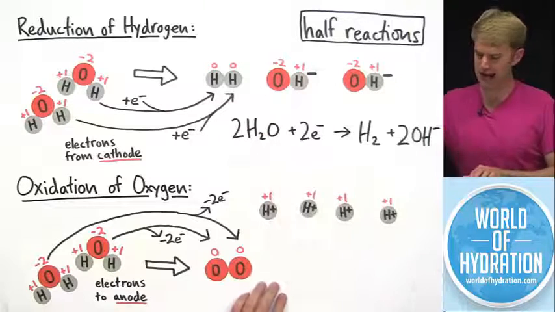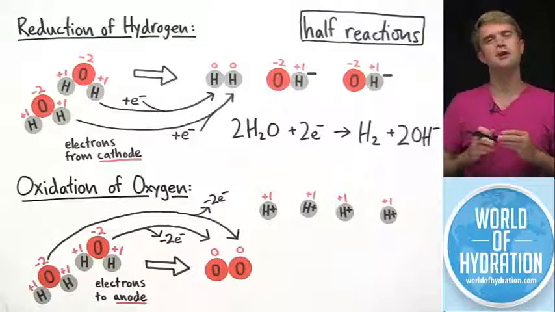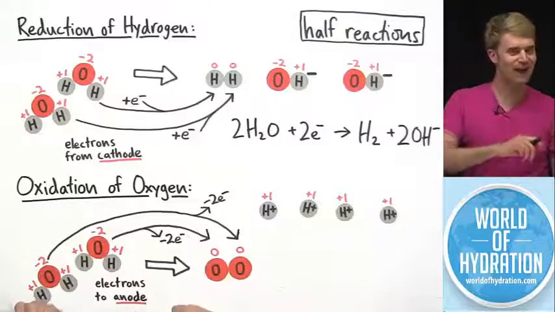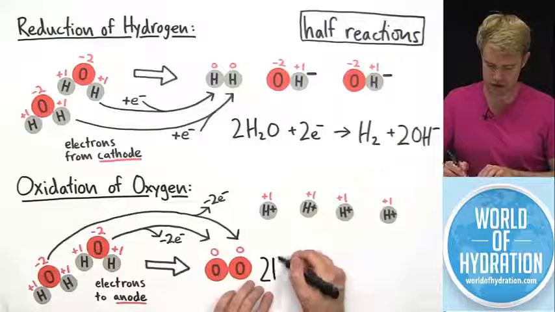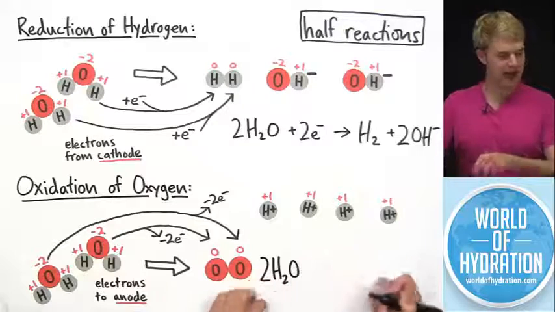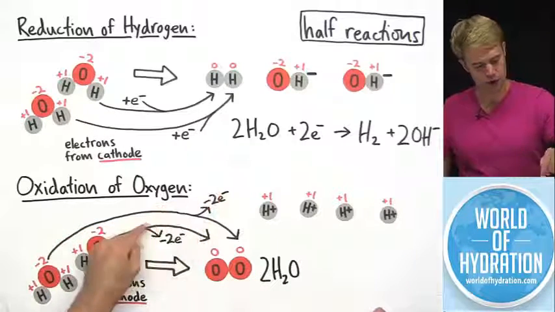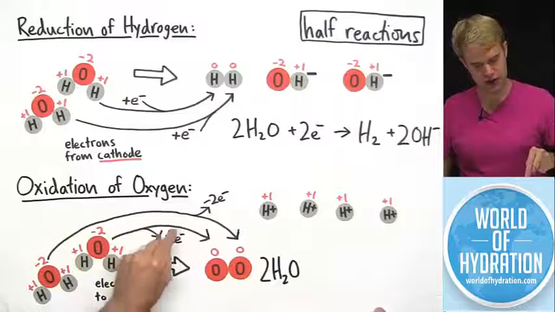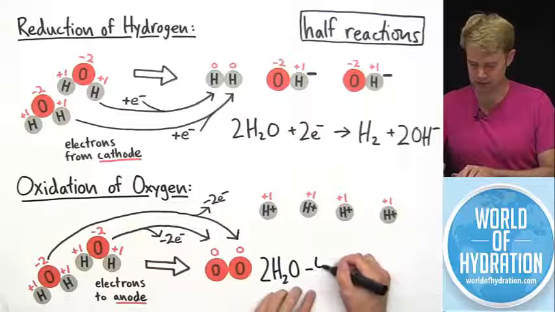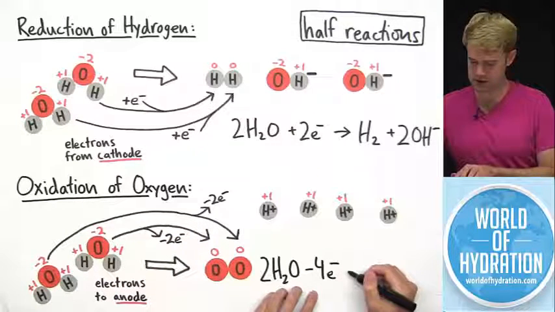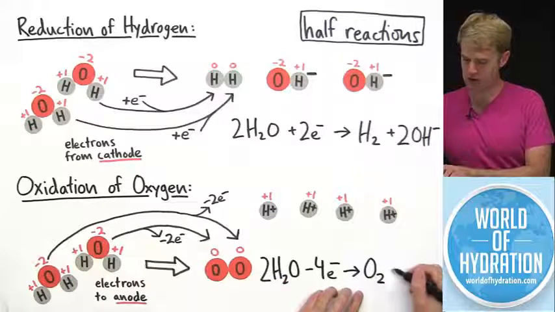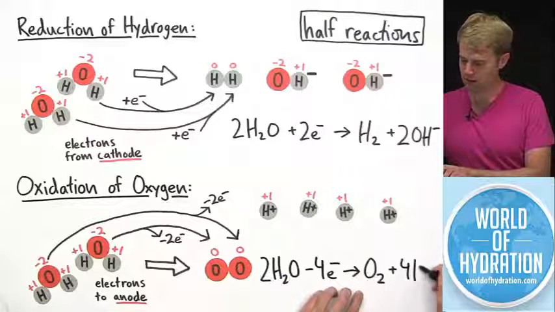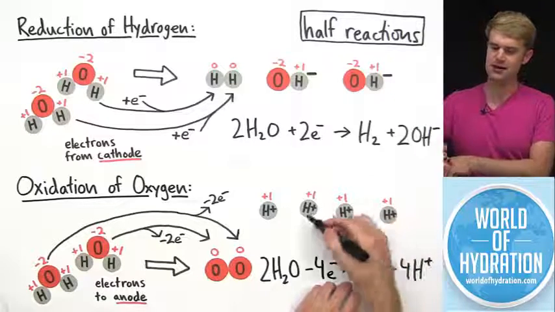Let's do the same thing that we did up here. Let's write a half reaction for the process. This is a little bit more challenging. As before, I'm going to write it incorrectly first, and then we're going to fix it. Okay, so we start with 2 H2O, and then we lose 4 electrons. -2, -2, so -4 electrons. And that gives us O2 plus 4 H+, these up here.